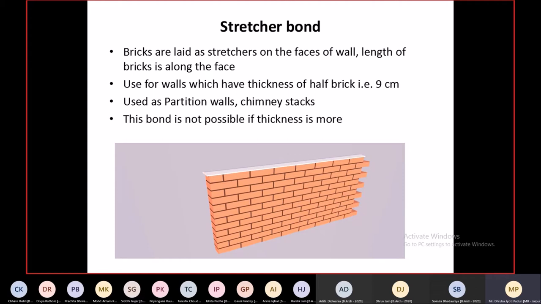So now this is the half brick wall. If I have to construct a half brick wall, I have to orient my bricks this way. That means we need to go for the stretcher bond. Then used as partition walls, chimney stacks. Normally for partition walls, we go for a stretcher bond because we don't have to provide full brick thickness. This bond is not possible if the thickness is more. So if I have to go for a full brick or 1.5 brick thickness wall, this stretcher bond is not used to construct that wall.